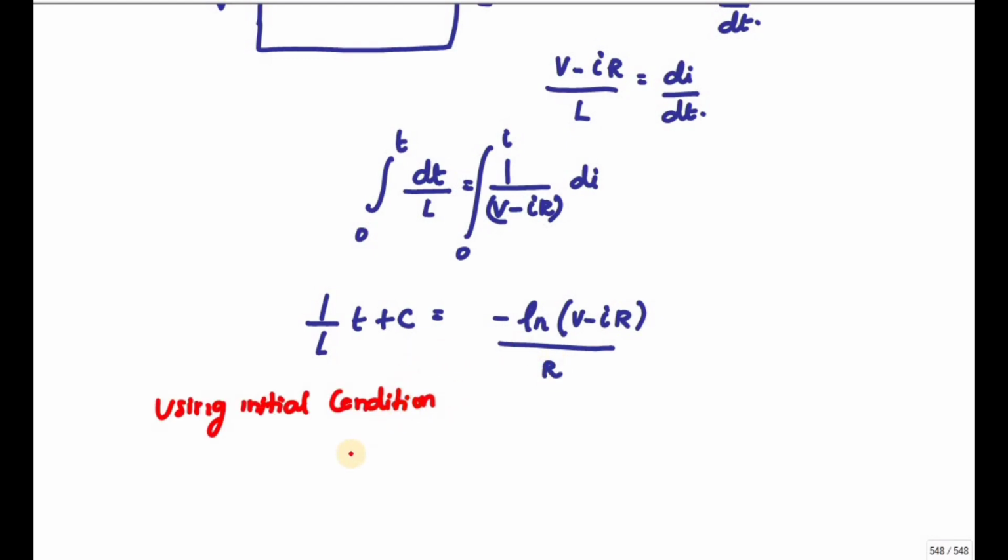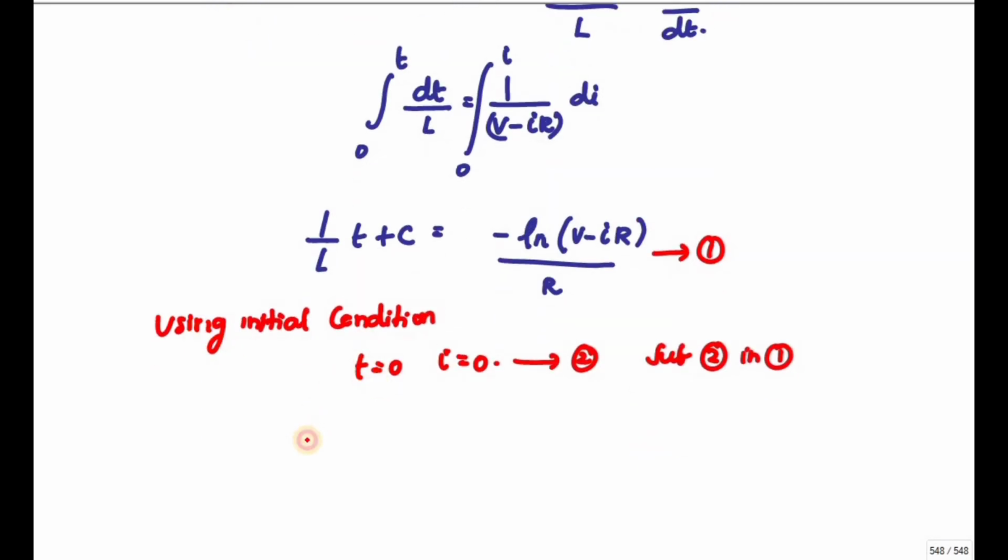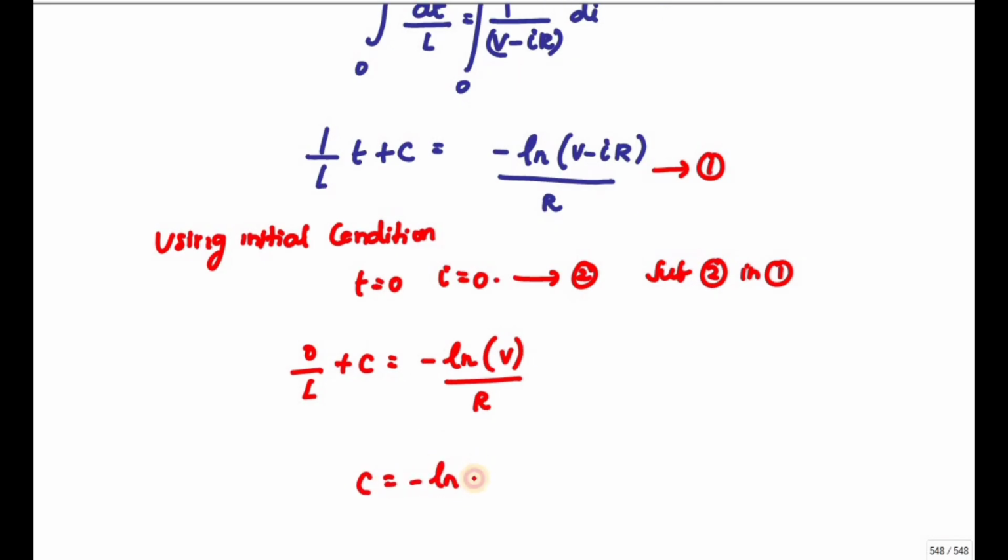Now, in order to find the value of C, I'm going to use the initial conditions by substituting t is equal to 0, I is equal to 0, because whenever the switch is open, I is equal to 0. If I substitute in the first equation, I will get 0 by L plus C is equal to minus ln of V divided by R. So C is equal to minus ln V divided by R.